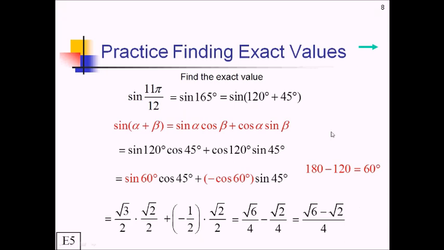That's it for sum and difference identities. We'll actually be using these to derive a few more identities in the next lesson.